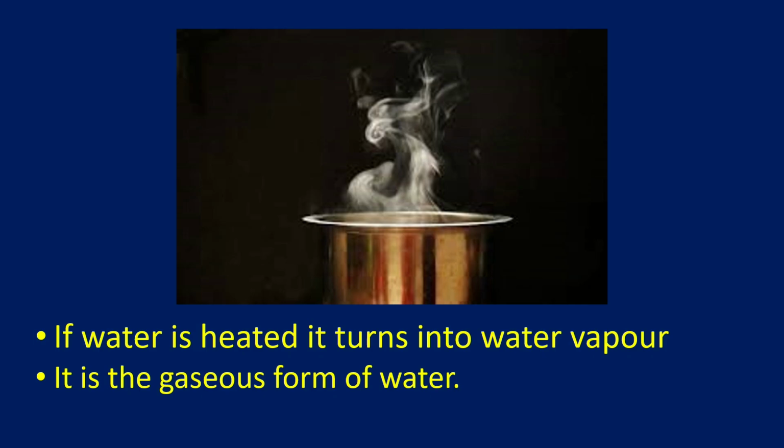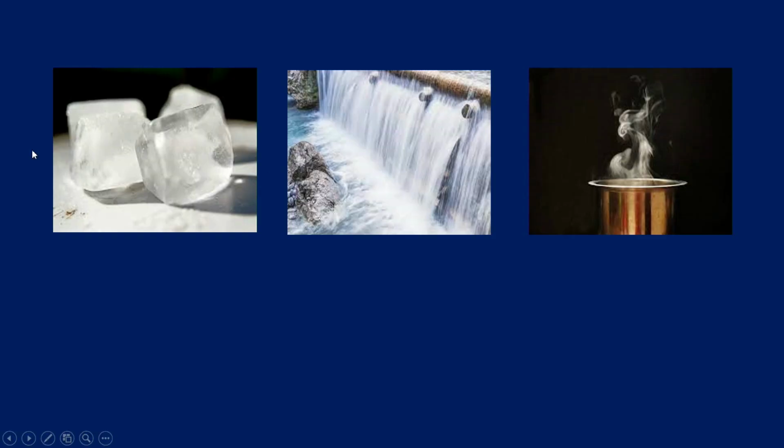Now children, so far we have learnt there are three forms of water. One is solid form, that is ice. One is liquid form, that is water. Another one is gaseous form, that is nothing but water vapor. Now children, let us observe all the three. In the first picture, we have ice. In the second picture, we have water. In the third picture, we have water vapor.